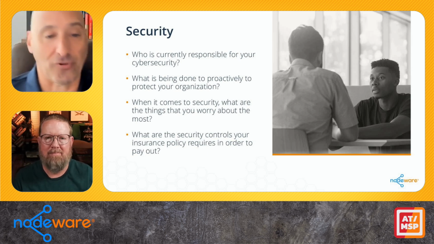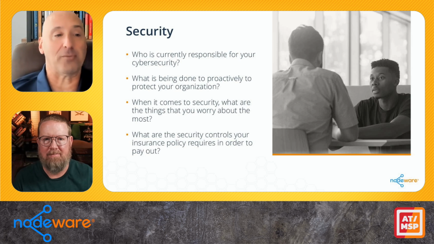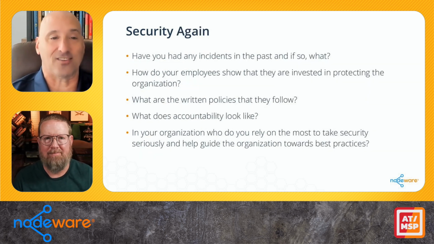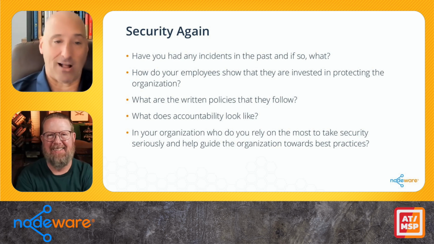What are the security controls your insurance policy requires in order to pay out? Did they pay attention? Did they attest to things they don't even know they attested? Again, information you need to understand what you're walking into. Have you had any incidents in the past? Are there written policies that they follow? What does accountability look like?